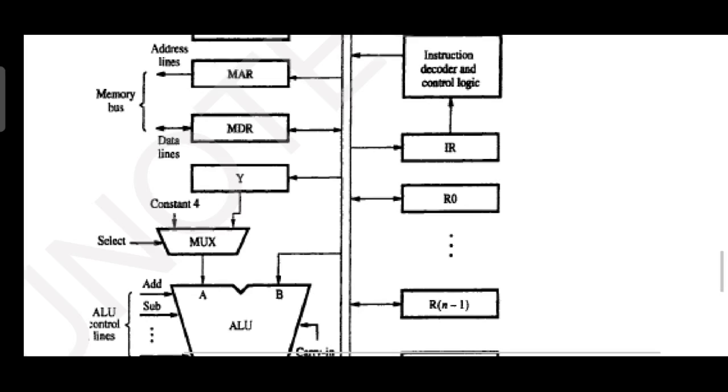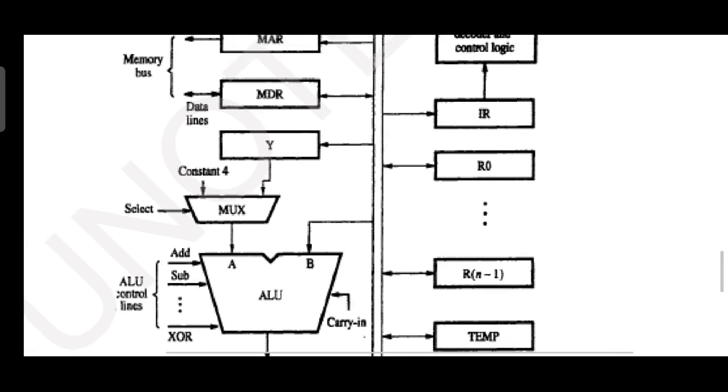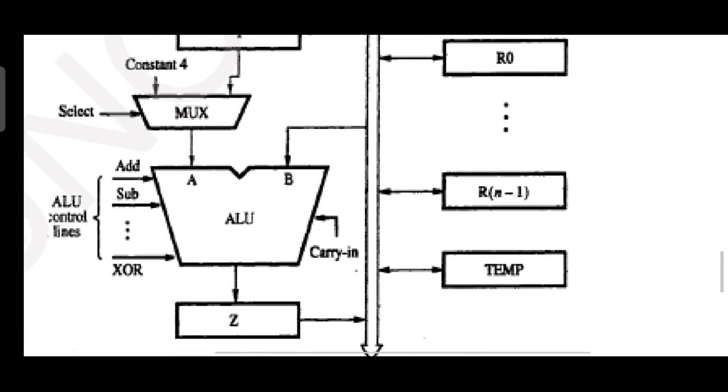You have to select the content from Y. Don't go for selecting 4, just ignore it, the left hand side of the multiplexer. Select the content from Y. You will get the output of Y in place of A, then in place of B you will get the output from MDR. That's it, go for addition. The result, follow the arrow mark, things are very simple, will be transferred onto Z.